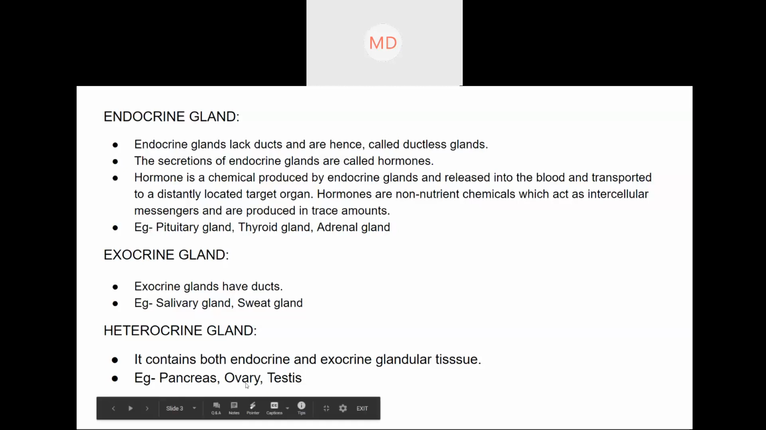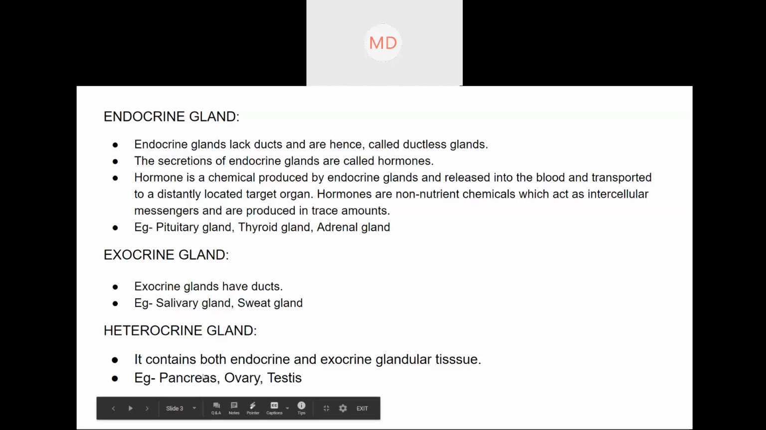These two glands are known as what? Gonads. These two glands are included in gonads, the sex glands. For males there is testis, for females there is ovary. And the ovary produces hormones like estrogen and progesterone. That is the endocrine part of the ovary.